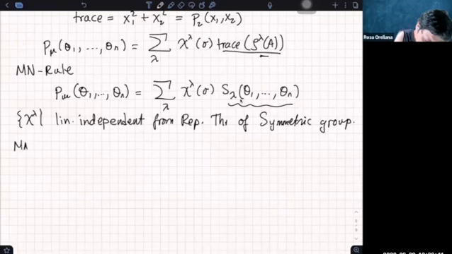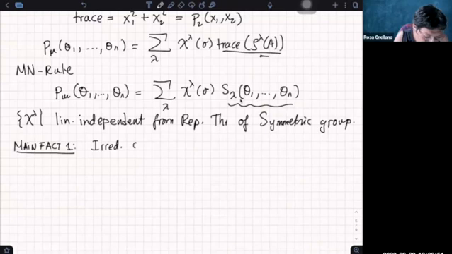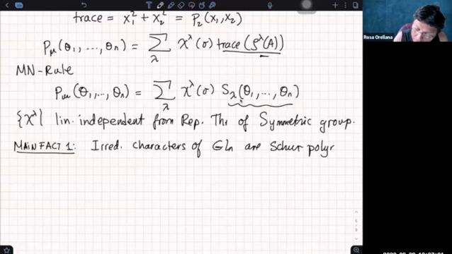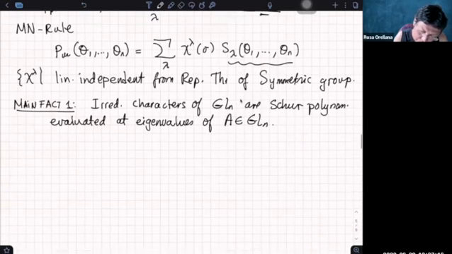So maybe I record it as main fact one, because these are the irreducible characters of GLN: they are Schur polynomials evaluated at the eigenvalues of A in GLN. So this is the first thing that we want.